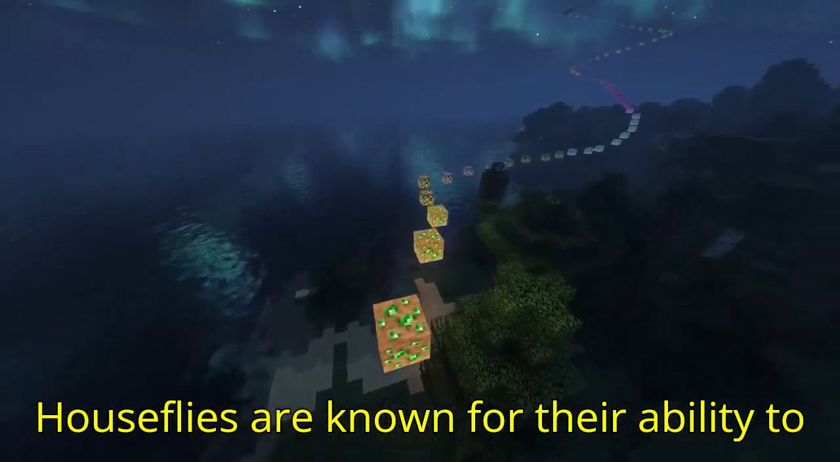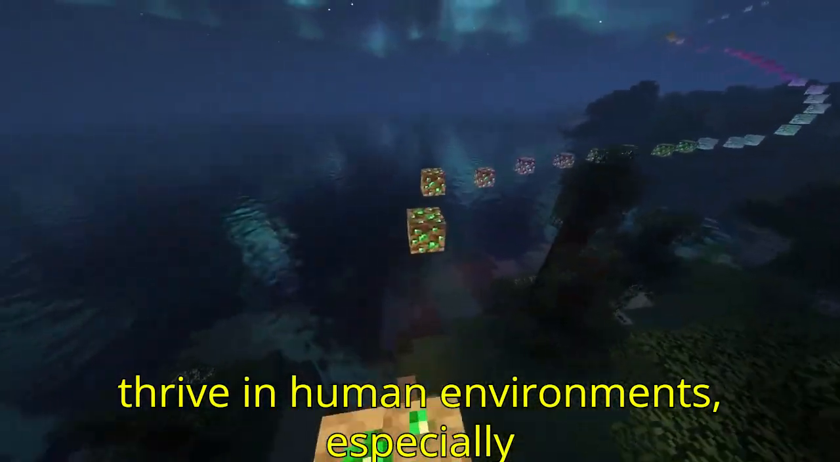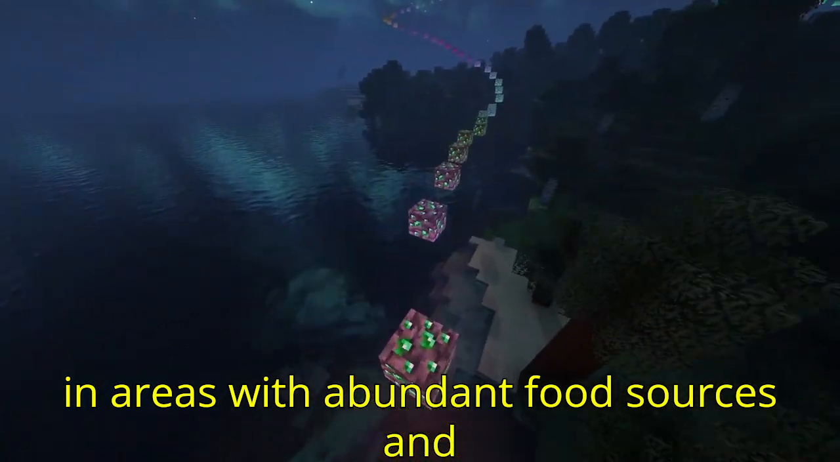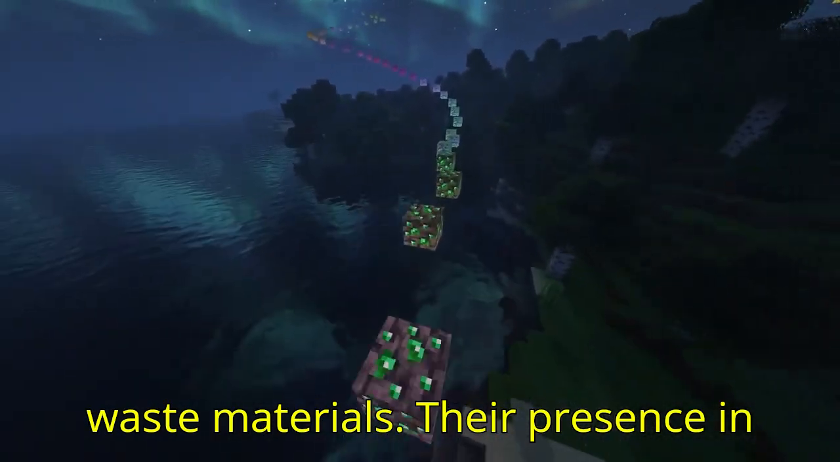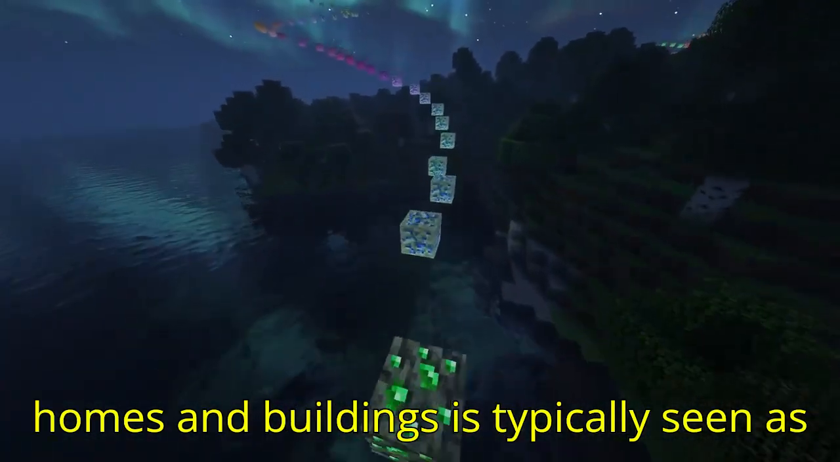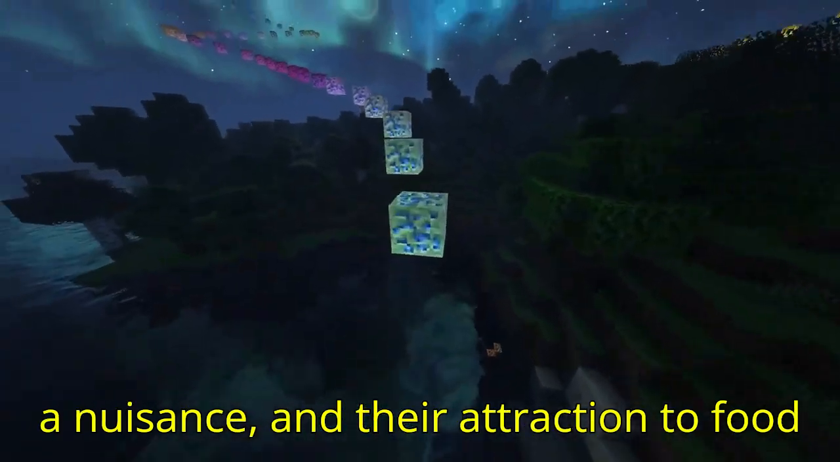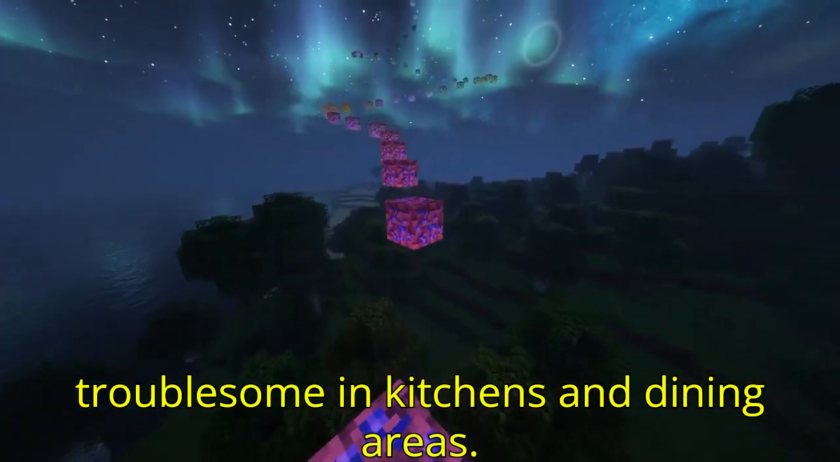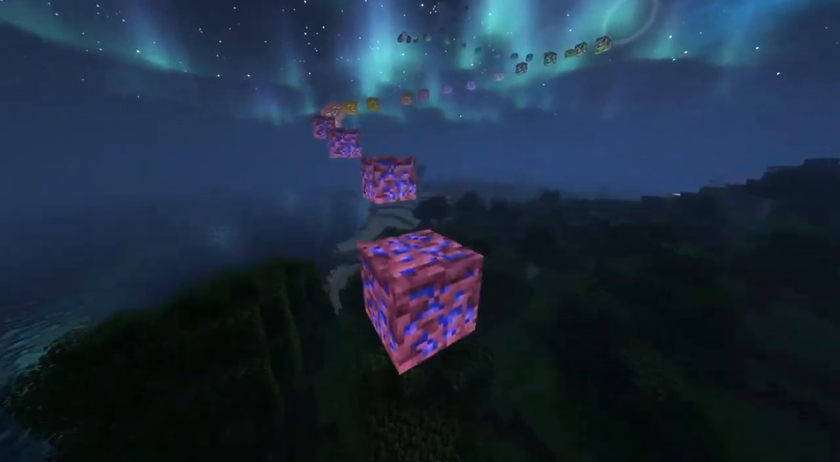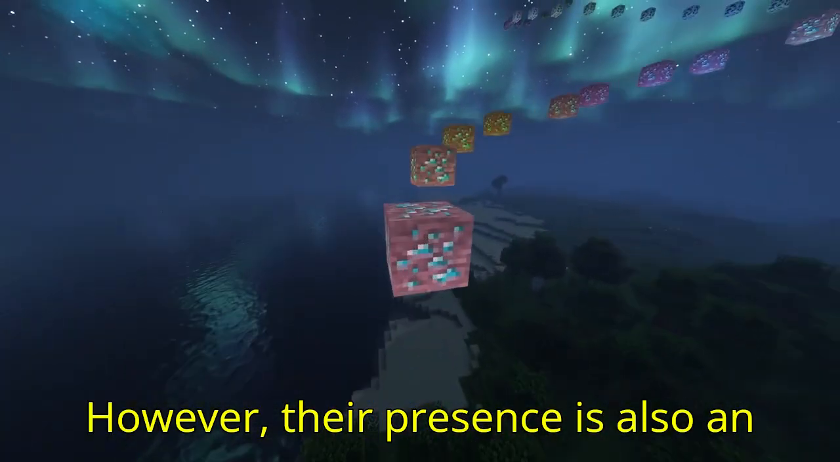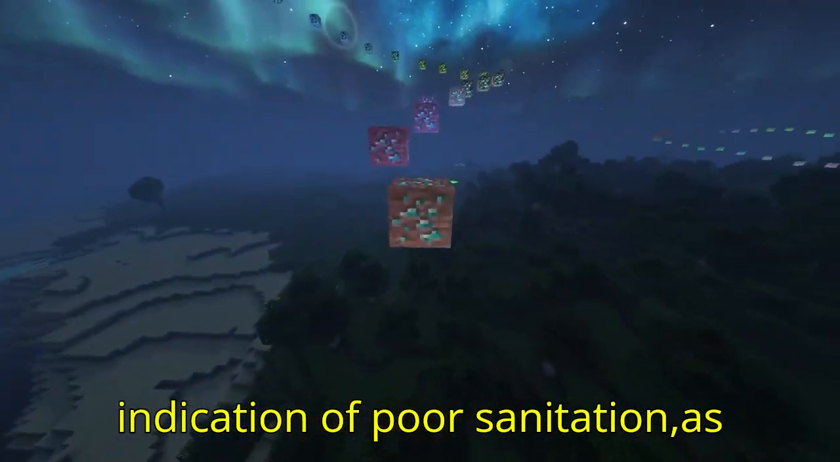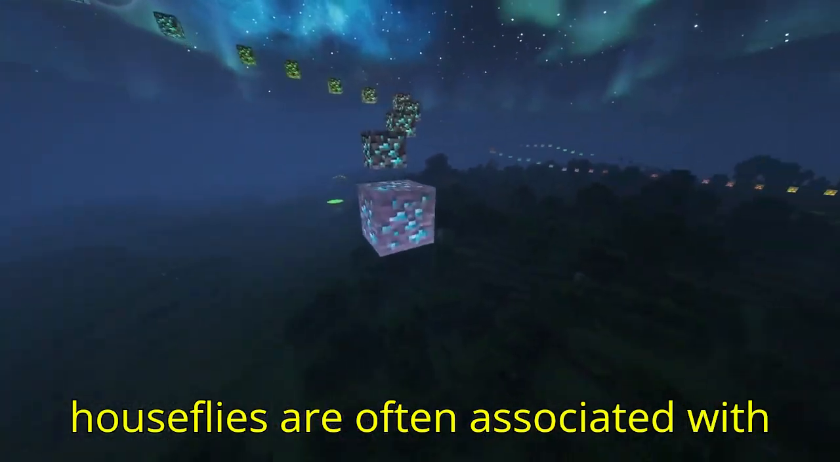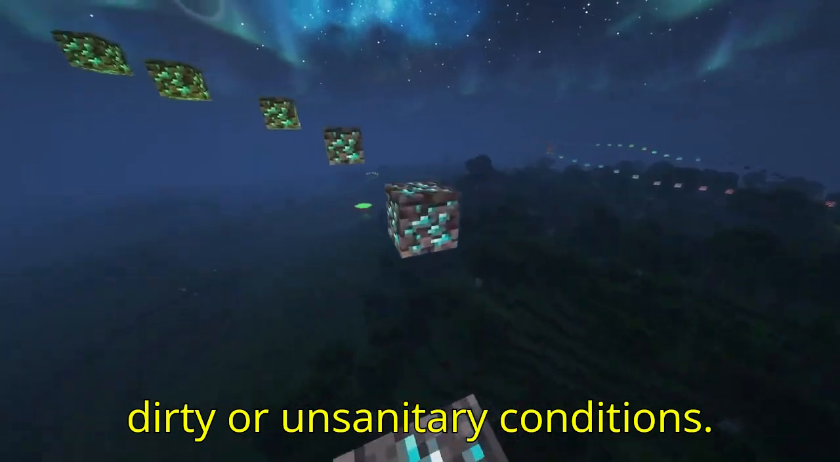Houseflies are known for their ability to thrive in human environments, especially in areas with abundant food sources and waste materials. Their presence in homes and buildings is typically seen as a nuisance, and their attraction to food and waste makes them particularly troublesome in kitchens and dining areas. However, their presence is also an indication of poor sanitation, as houseflies are often associated with dirty or unsanitary conditions.